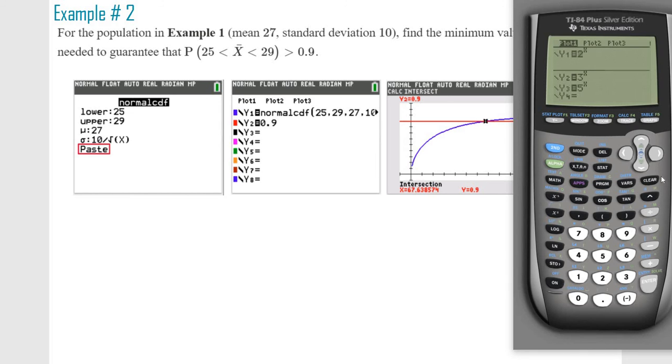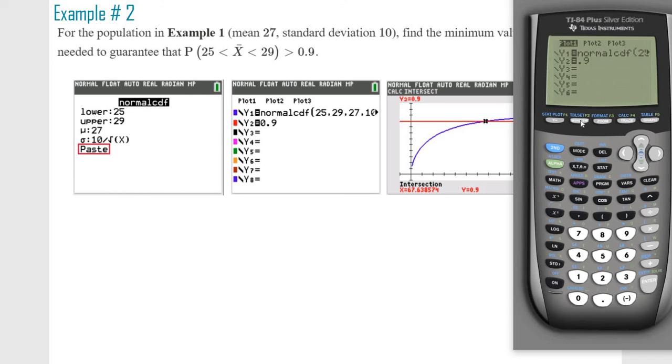Again, you go to Y equals, this is from an old lesson. We're going to go to second vars, normal CDF. We have lower, upper, mean, and standard deviation, and that's where we get our variable. So we pasted it there. The second line is the probability we want.